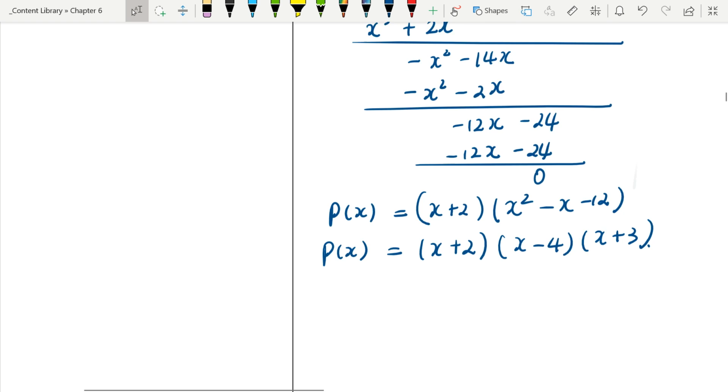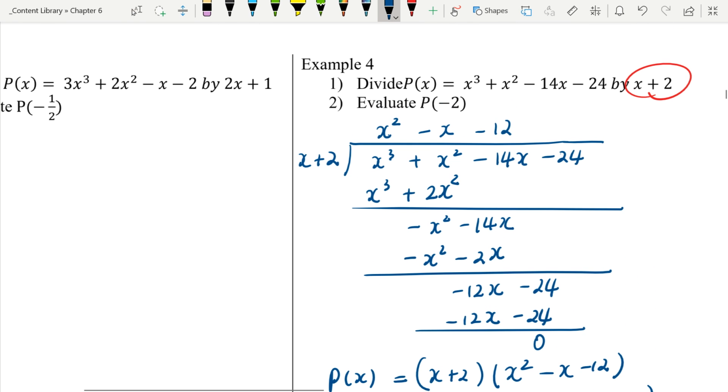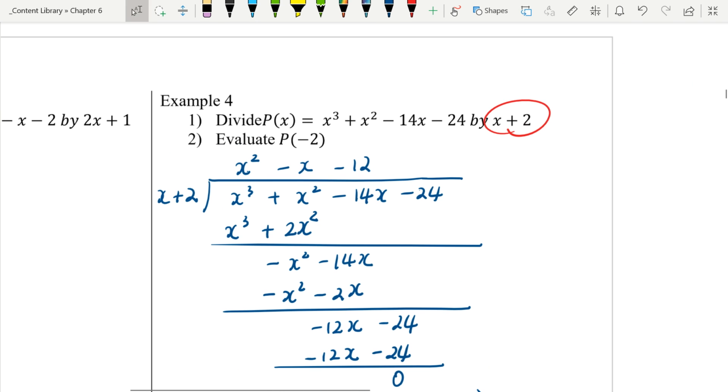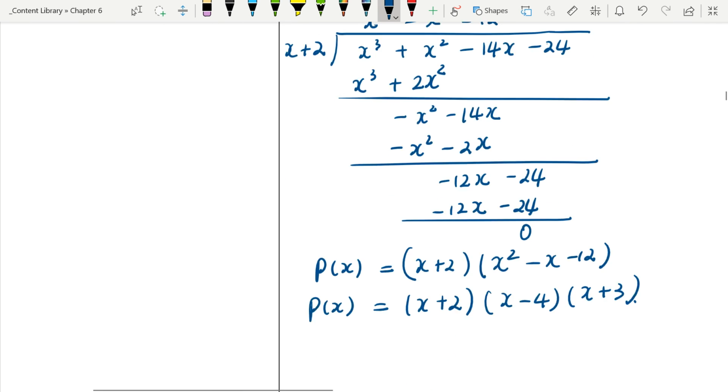Before that, the next part of the question asks you to evaluate p of negative 2. Why p of negative 2? What's the special thing about p of negative 2? If you make what you divide by equal to 0, so if you make x plus 2 equal to 0, your x equals minus 2. Basically, you substitute this value into the equation. Let's see what will happen.